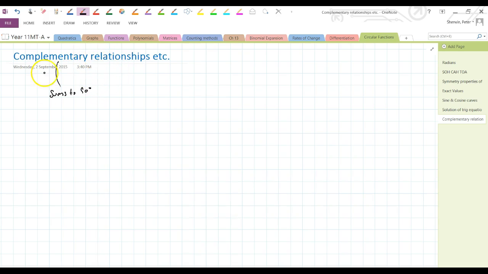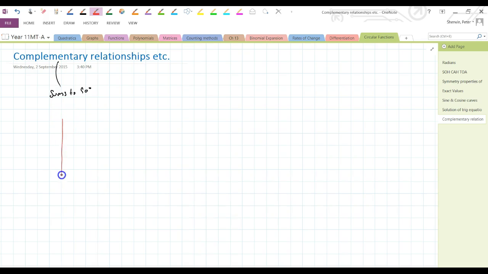So we're looking for relationships that sum to 90. One or two other things as well, a few examples, and then we will be ready to go with exercise 16K. Okay, so let's have a look at these complementary relationships we're talking about, sine and cos. I'm going to show you a couple of different ways.